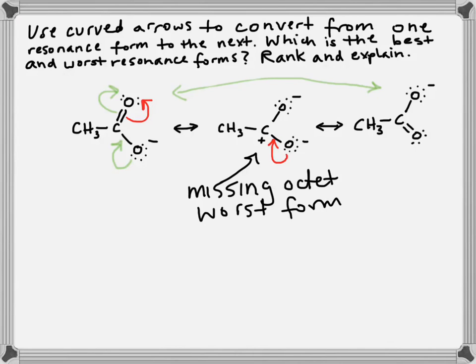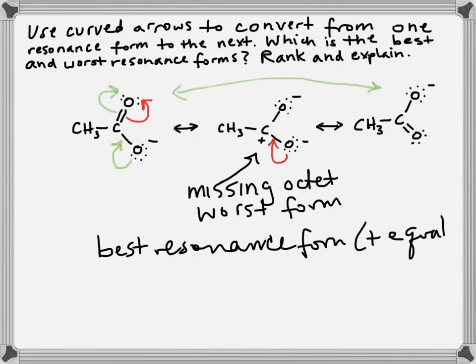And the other two all have filled octets, and they both have a negative charge on the oxygen, so that's good. So that is the best resonance form, and they're equal. So these two are the best resonance forms, and that would be the number one ranking. And so that's what the actual structure of this compound looks most like, a hybrid of those two, while this middle form contributes just a little bit, showing that that carbon has a slight partial positive character.